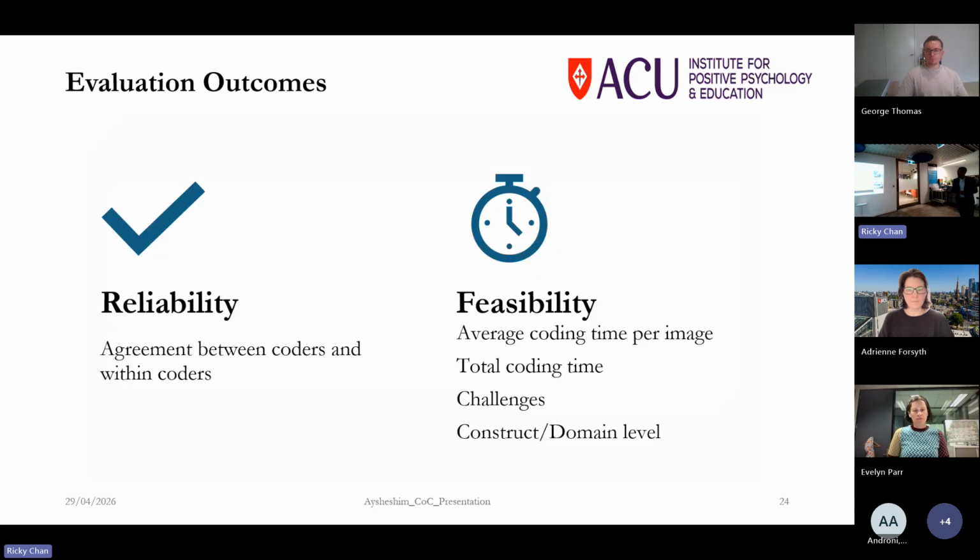Here is the evaluation outcome. After the procedure, the outcomes will be reliability, that is agreement between coders and within coder, and also feasibility. Feasibility will be measured by time per image or time per total data set, as well as challenges in viewing images or interpreting the data. It will also be measured by domain level or structural level components, assessed as the feasibility component.